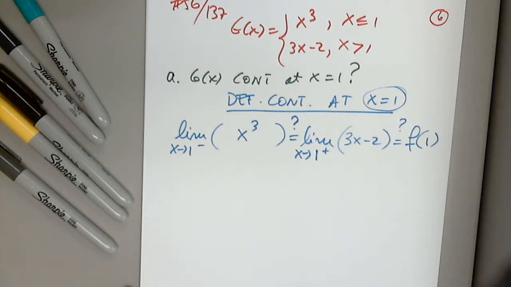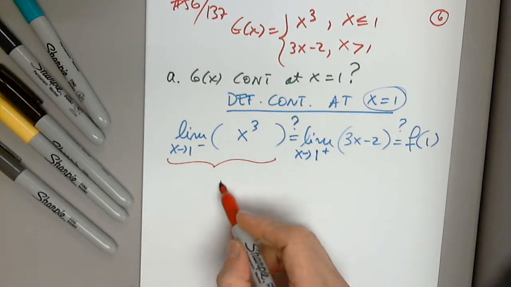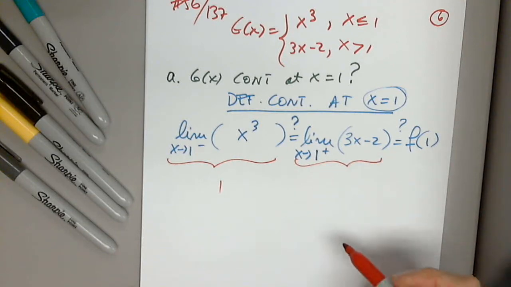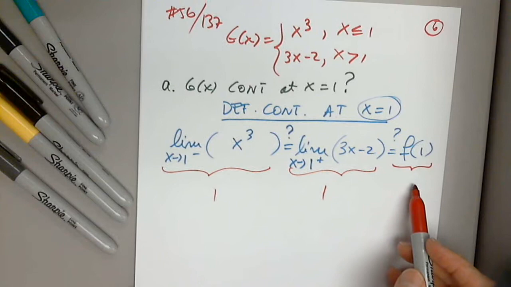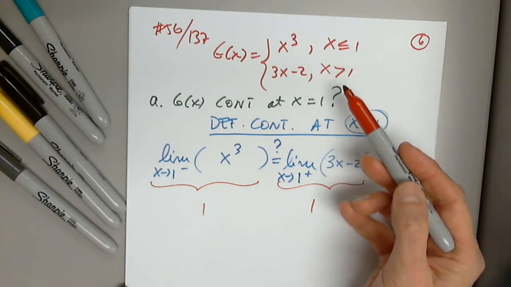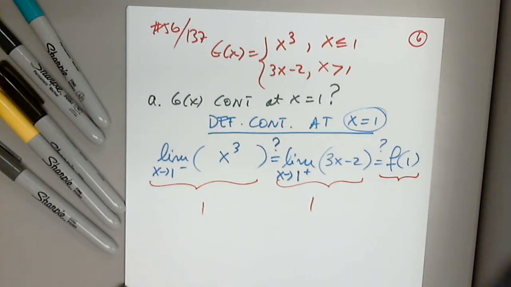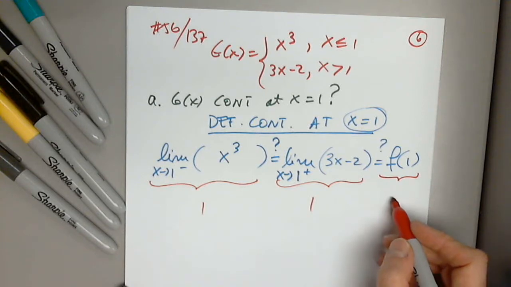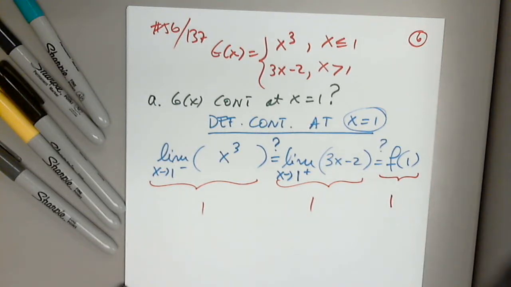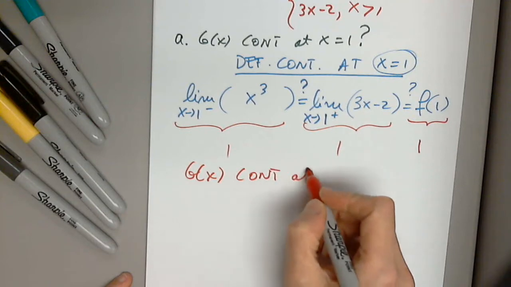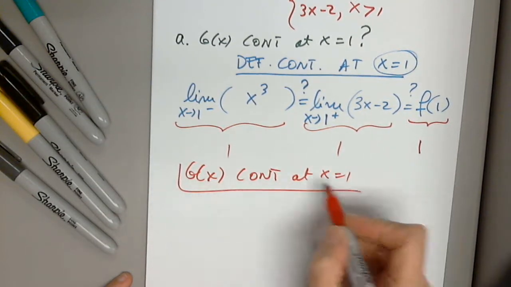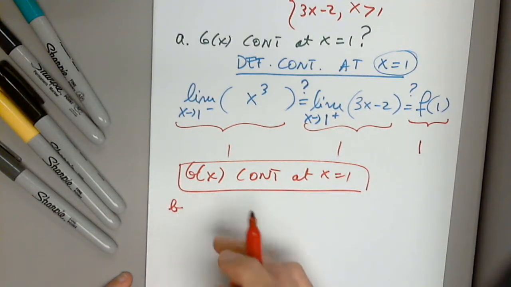So please give me the left one. Please give me the right one. And please give me f of 1. Tell me which branch you are going to use for f of 1, top or bottom. Good. So what is f of 1? What do we conclude? Continuous at x equals 1. Therefore, g of x is continuous at x equals 1. Good. So now part B.